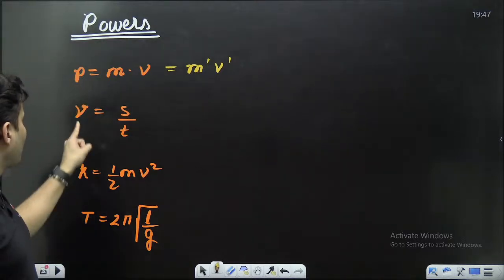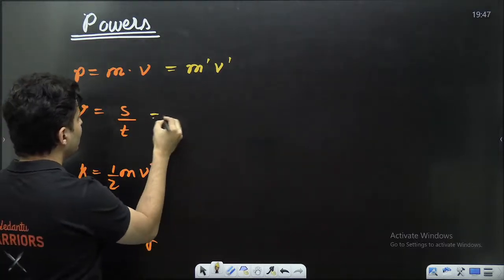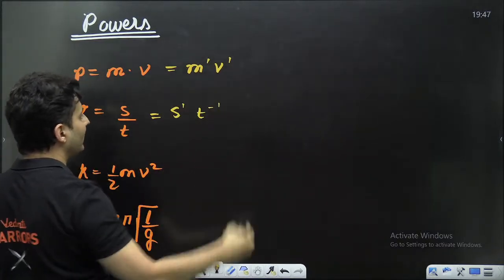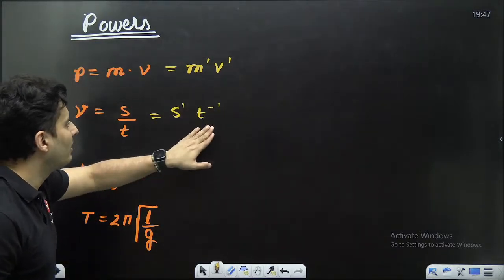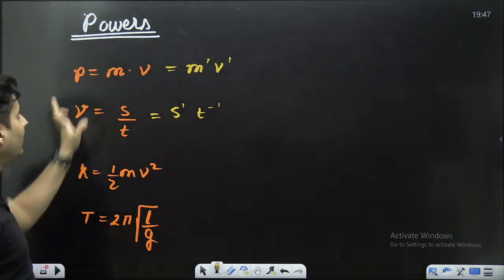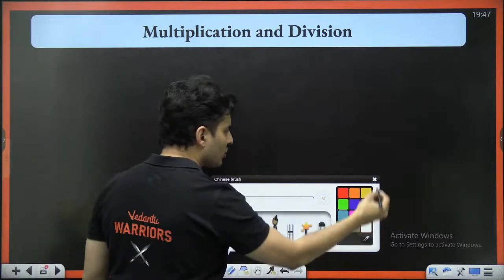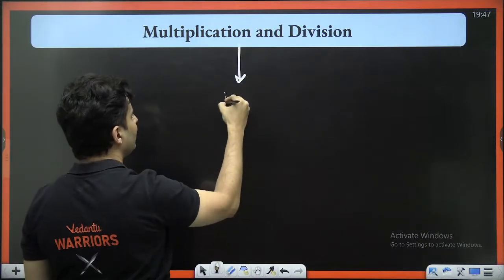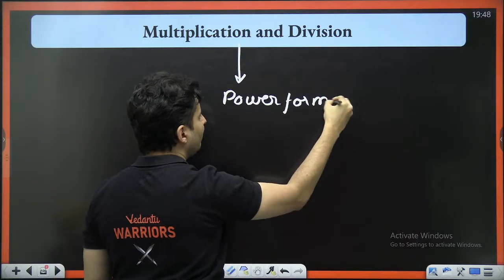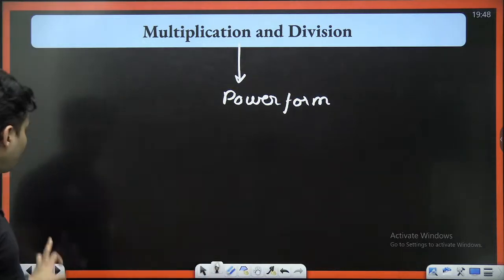Isn't that so? Velocity is s by t. There is no constant. Displacement is on the top. Bring time on the top, so t raised to minus 1. This is power form. So division, multiplication, everything can be written down in power form. To solve the problems of multiplication and division, always use the power form. And I will tell you the final formula in a bit.